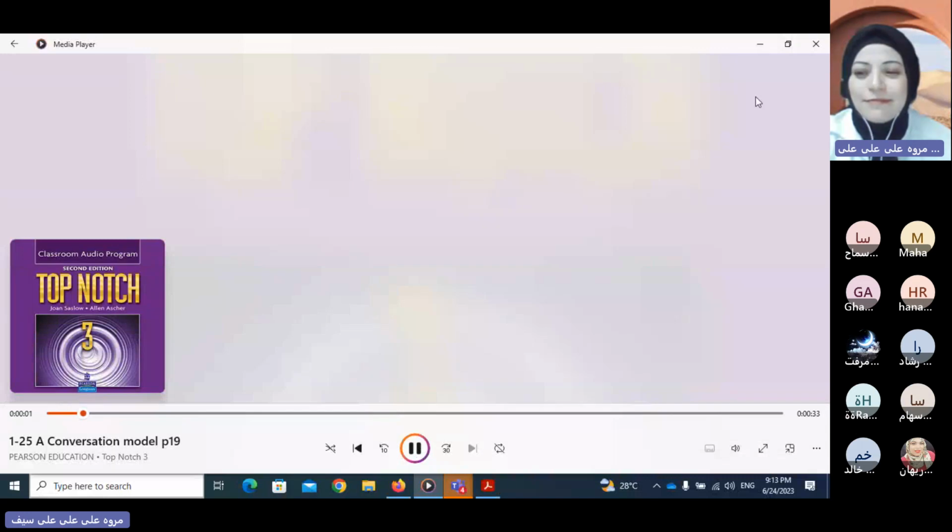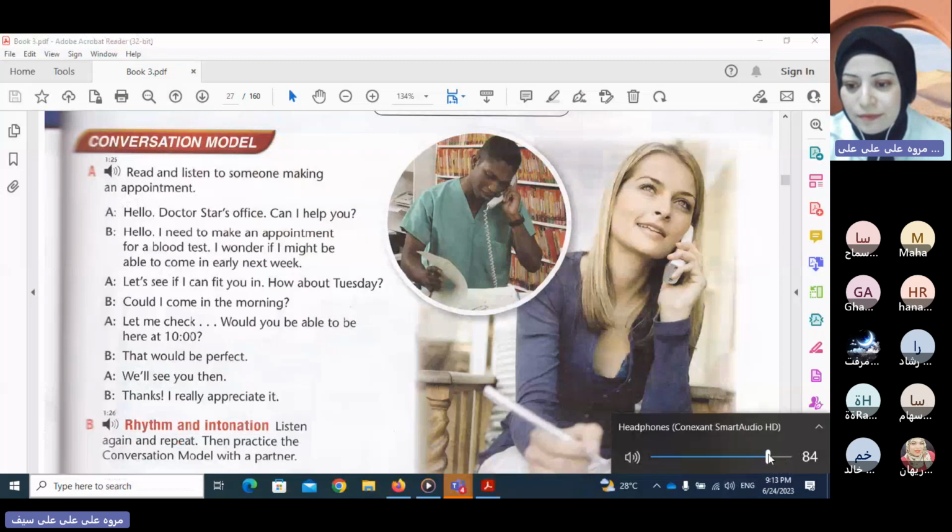Page 19. Conversation model. Exercise A. Read and listen to someone making an appointment.